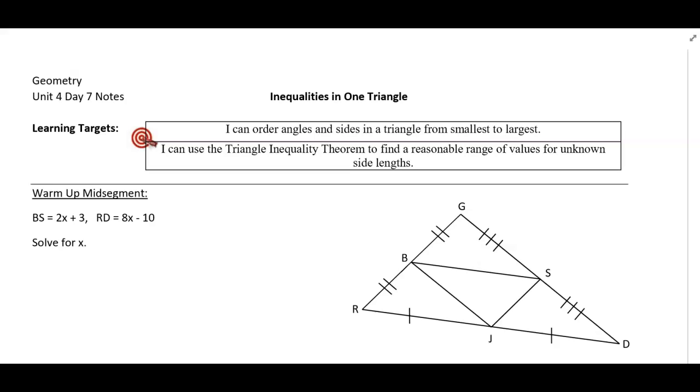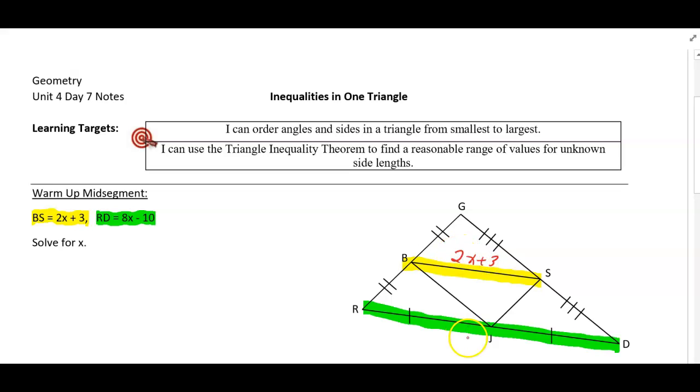Before we actually get to the lesson, which is inequalities in one triangle, let's take a look at the problem on the screen on mid-segments. In mid-segments we have BS is 2x plus 3, so that's this segment here in yellow, and the green segment RD is 8x minus 10. So I'm going to label those 2x plus 3 and 8x minus 10.